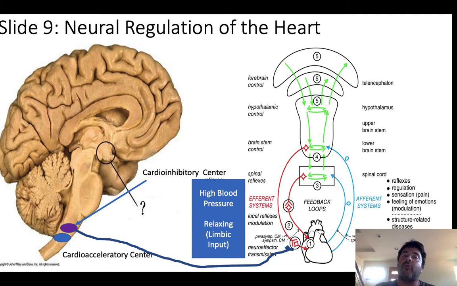That's why we call it rest and digest. So there are higher order brain centers feeding into this all the time. Hypothalamus is important in so many of these things that you don't think about from day to day. It's ridiculous.